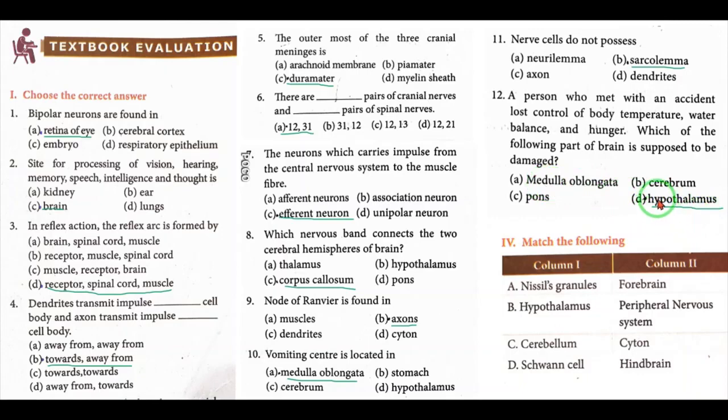Then match the following. Column 1: A, Nissl granules; B, hypothalamus; C, cerebellum; D, Schwann cell. So we have to find out the correct answer. Number 1. Nissl granules. The options are forebrain, peripheral nervous system, cyton and hindbrain. Answer is cyton.